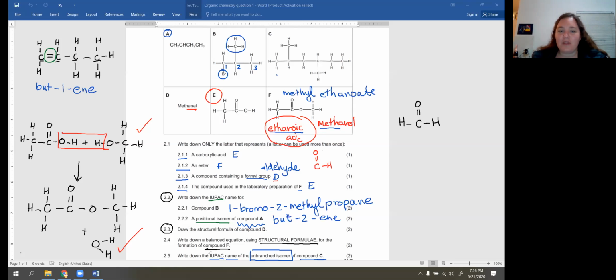All right, we had to write down the IUPAC name of the unbranched isomer of compound C. Another word for unbranched is linear. So we are dealing with 2 isomers of C. Here we've got the branched because it's got 2 methyl groups over there. So if we're doing the unbranched isomer, it's still going to be an alkane, and it's going to have 1, 2, 3, 4, 5, 6, 7, 8 carbons in a row. Hence, the IUPAC name for the unbranched isomer of compound C is, anybody?